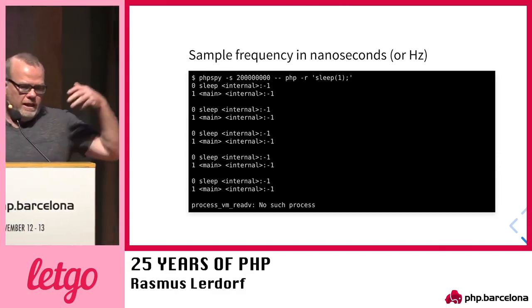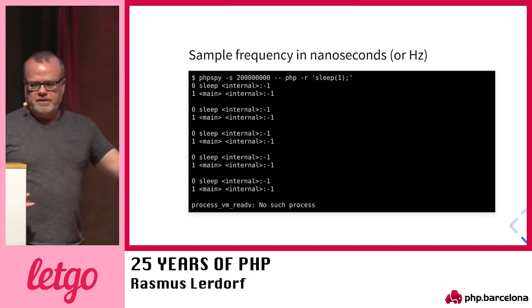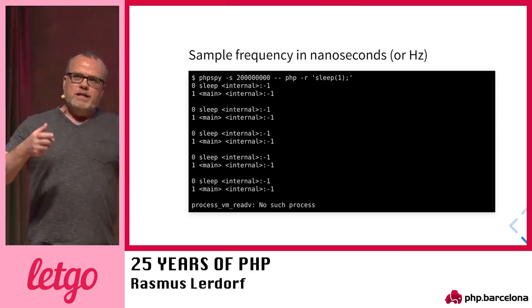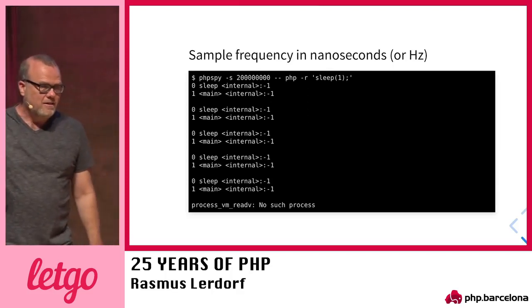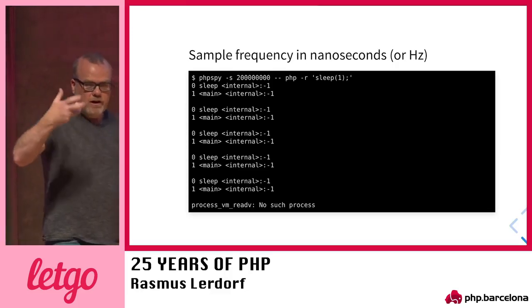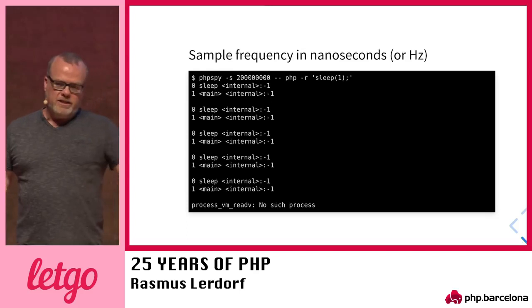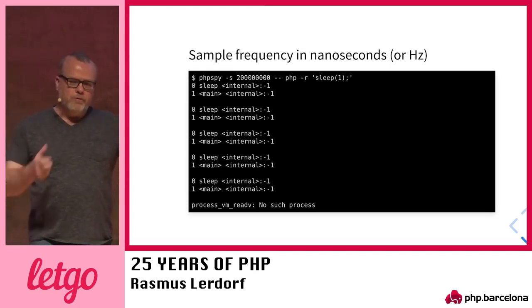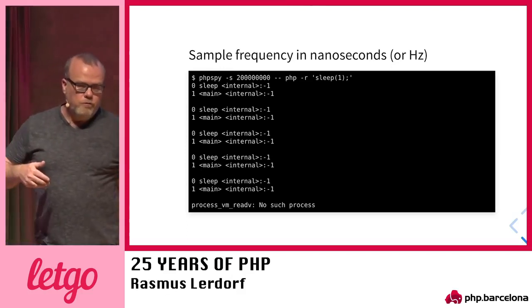If you want to do complete profiling of your stuff, use Xdebug. Use Derek's Xdebug. If you want a snapshot of why a current production process is slow, or you're trying to figure out what it's doing in production, use PHP Spy. You don't want to run Xdebug on your production code. You want to run Xdebug as a development tool to help you write better code and to profile things.